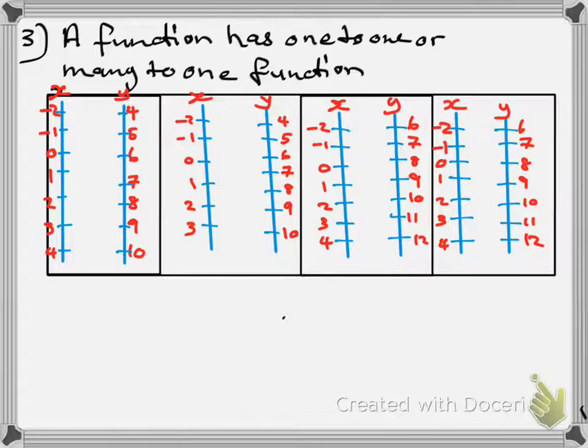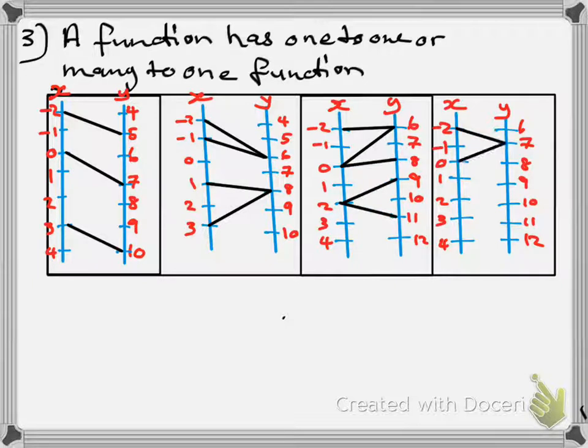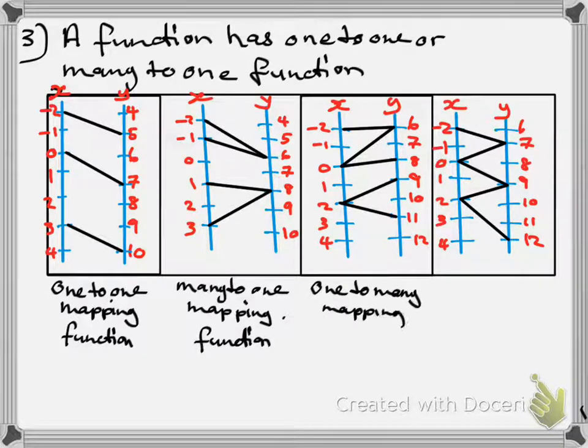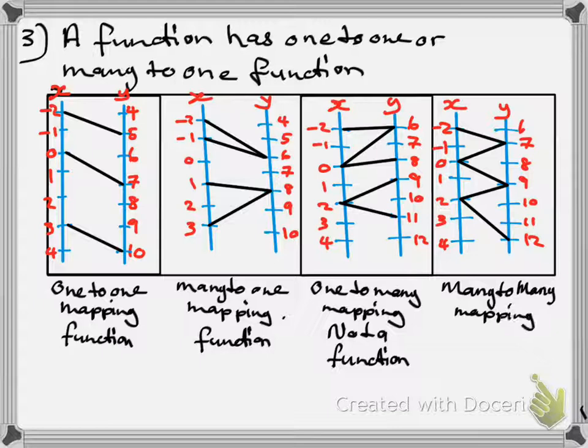Right, let's proceed. Now let's do some mapping and see. Let's say we've got those mappings. The first one there is a 1-to-1 mapping, so it's a function. The second one is a many-to-1 mapping. It's a function. The third one is a 1-to-many mapping. It's not a function. And the fourth one is a many-to-many mapping. It's not a function. So only 1-to-1 and many-to-1 are functions. Please try to remember that.